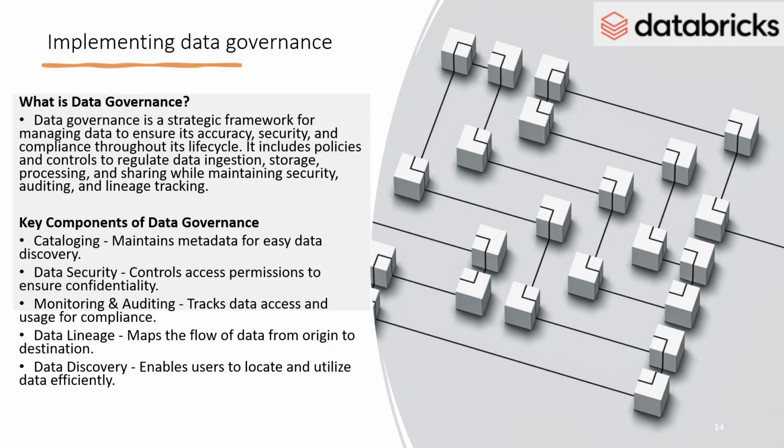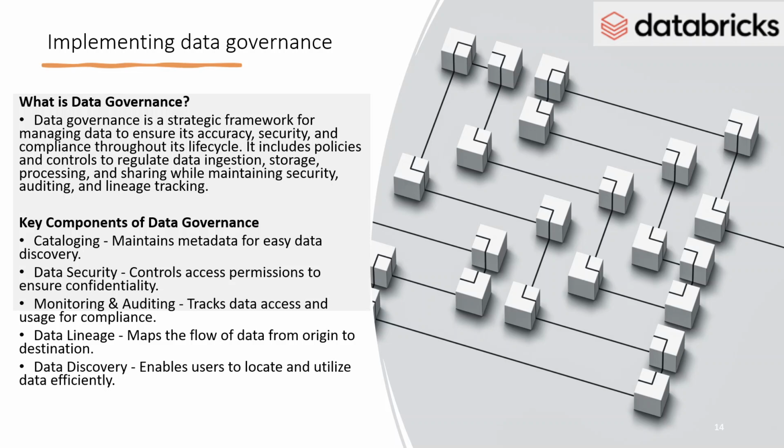Okay, now moving on to, I know I said that at the start, so a lot of that was just an overview. We're going to just get into the nitty-gritty of stuff now with data governance and Unity Catalog. So implementing data governance. So what is data governance?